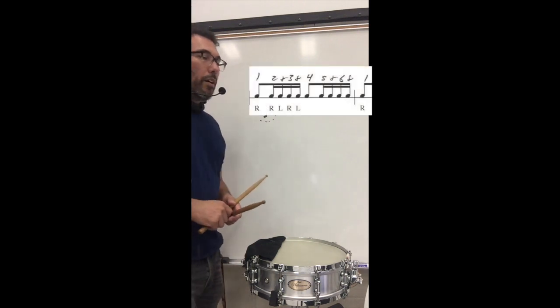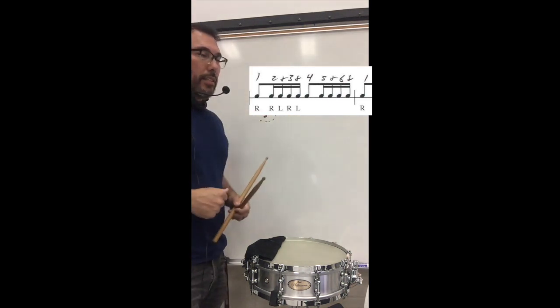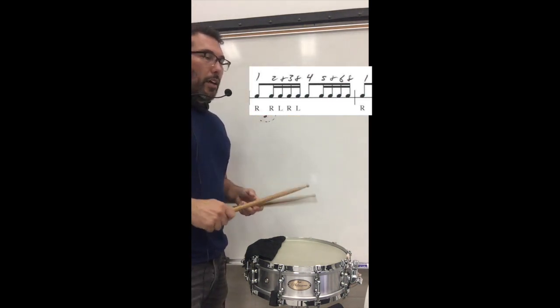Okay, measure 4 of the first line is 1, 2, and 3, and 4, 5, and 6, and. Try it, say it, go. 1, 2, and 3, and 4, 5, and 6, and 1.